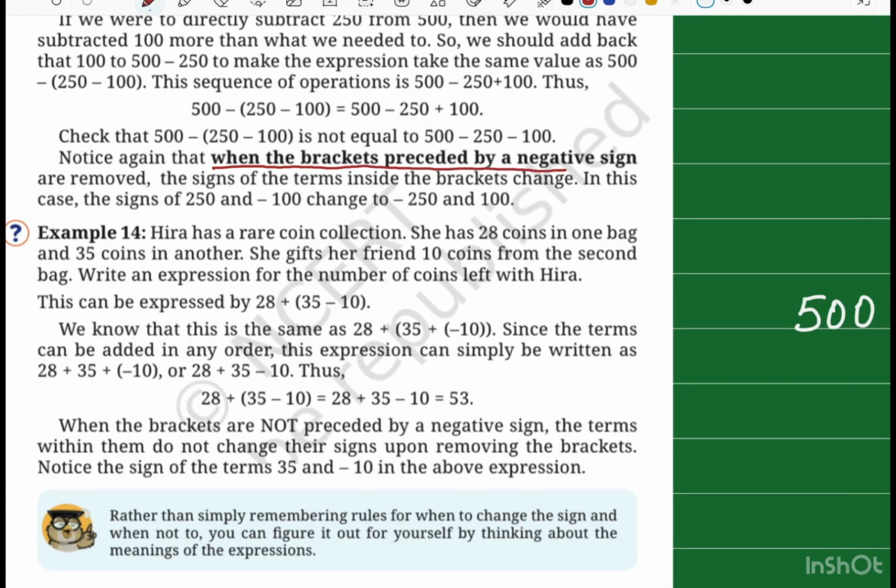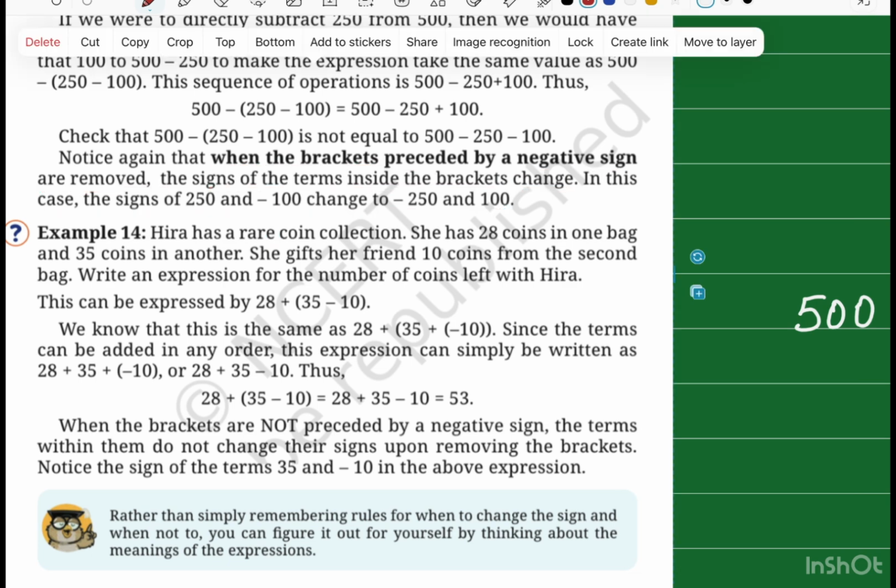When brackets preceded by a negative sign are removed, the signs of the terms inside the brackets change. In this case, the signs of 250 and minus 100 change to minus 250 and plus 100.